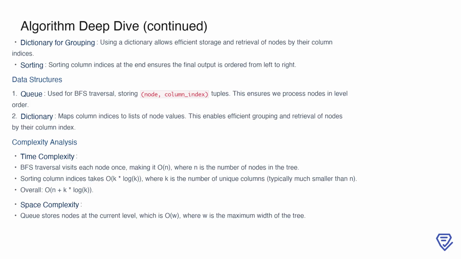In terms of complexity, BFS visits each node once, resulting in a time complexity of O(n), where n is the number of nodes. Sorting the column indices contributes an additional O(k log k), where k is the number of unique columns. Since k is typically much smaller than n, the overall time complexity is O(n + k log k). For space complexity, the queue requires O(w), where w is the maximum width of the tree, and the dictionary requires O(n) to store all nodes, resulting in a total space complexity of O(n).